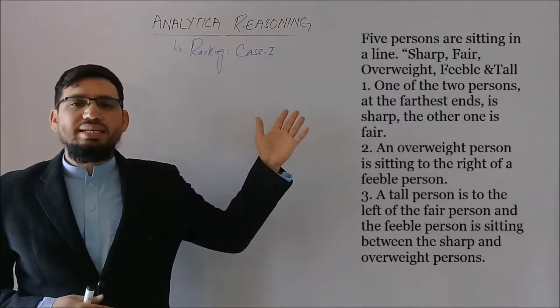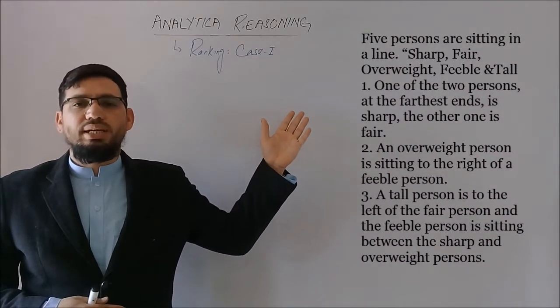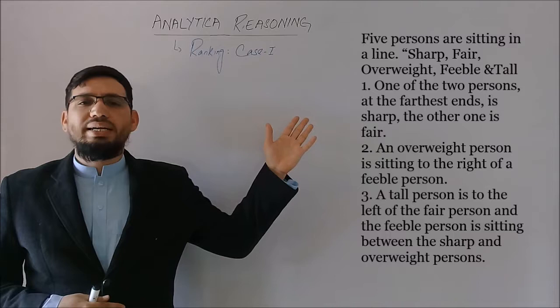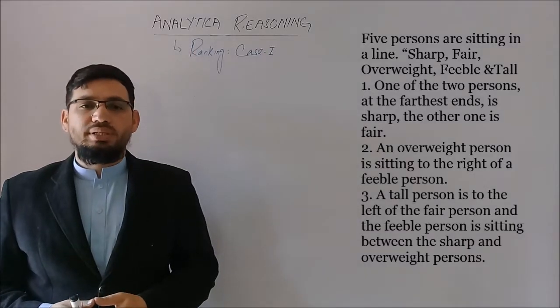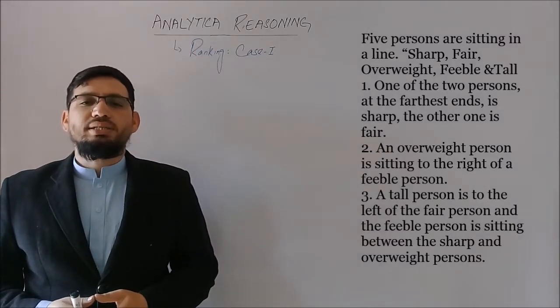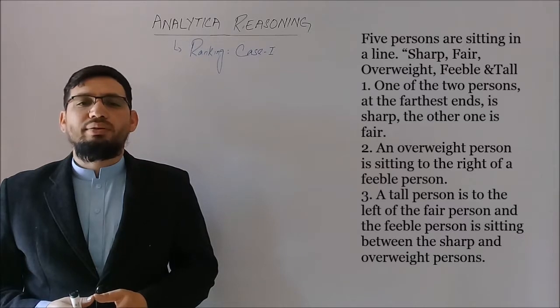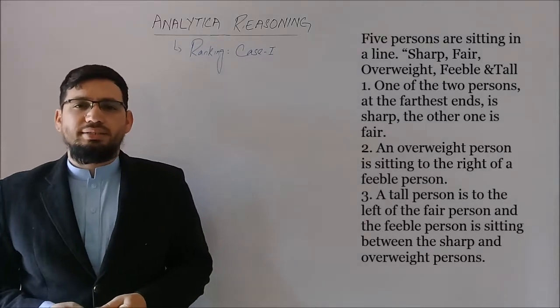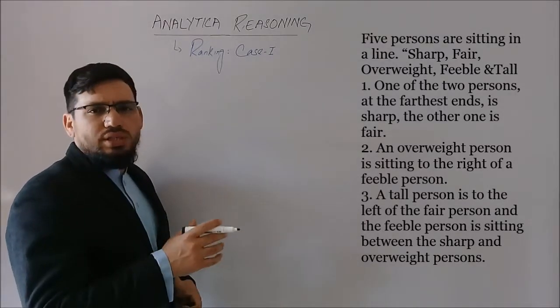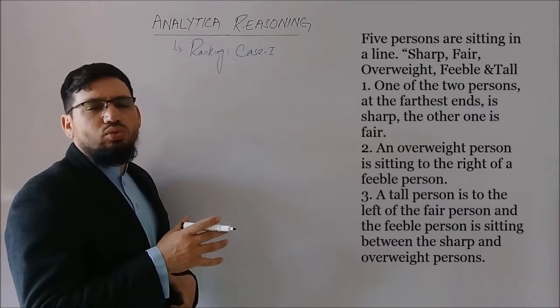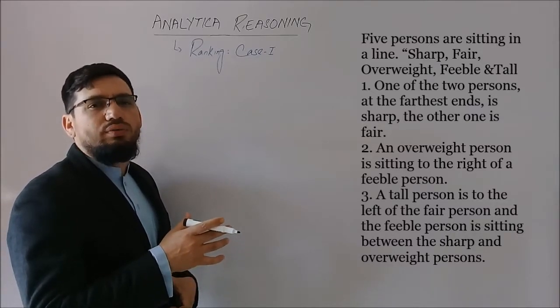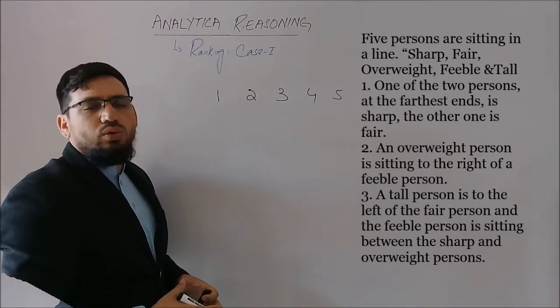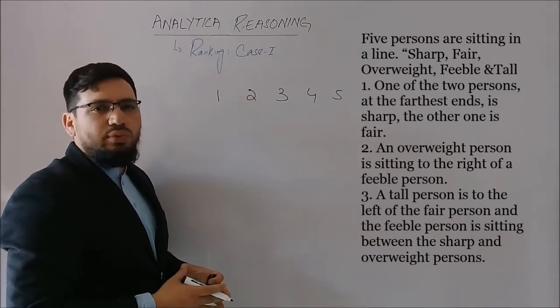Our first case is the example of our previous lecture in which we have to find the exact order of 5 persons, and the 5 persons are sharp, fair, overweight, feeble, and tall, on the basis of the given information. So let's start it. First of all, I would just like to write down the 5 positions of these individuals. Right now, using that information, we have to find out the exact order.